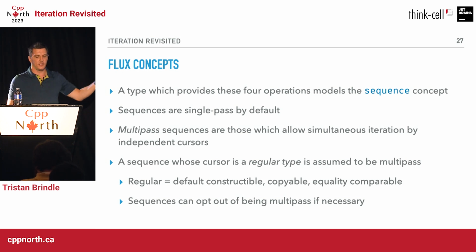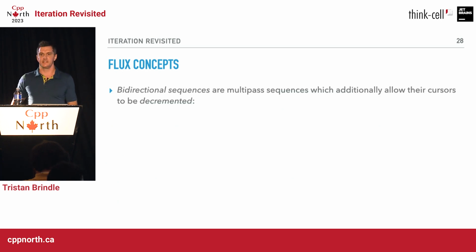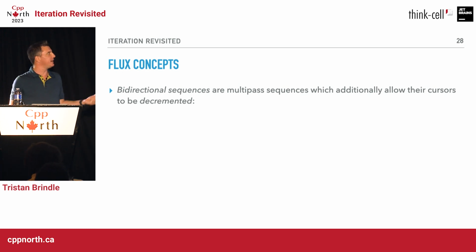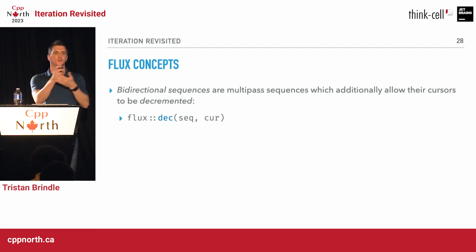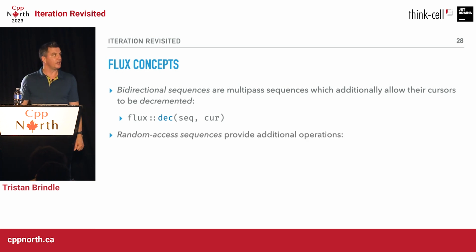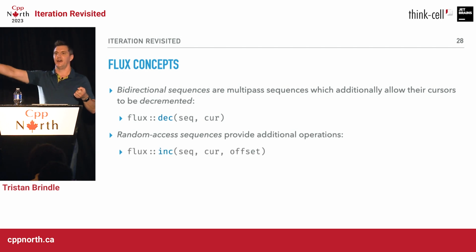Okay, so we have single-pass sequences, we have multi-pass sequences. We can go further. We can have bidirectional sequences. Like bidirectional ranges, these are sequences which additionally allow their cursors to be decremented. So we have a function flux dec, the counterpart to inc, that moves the cursor back one place. Going even further, we have random access sequences. These provide three additional operations. First of all, we've got an overload of inc that can apply an arbitrary signed offset, so you can jump around within the sequence in constant time.